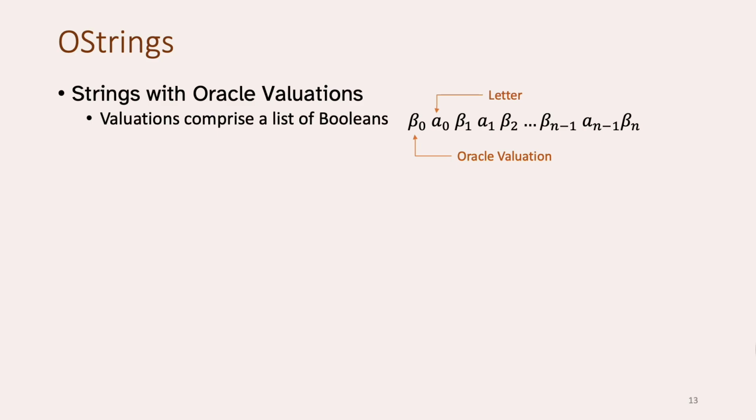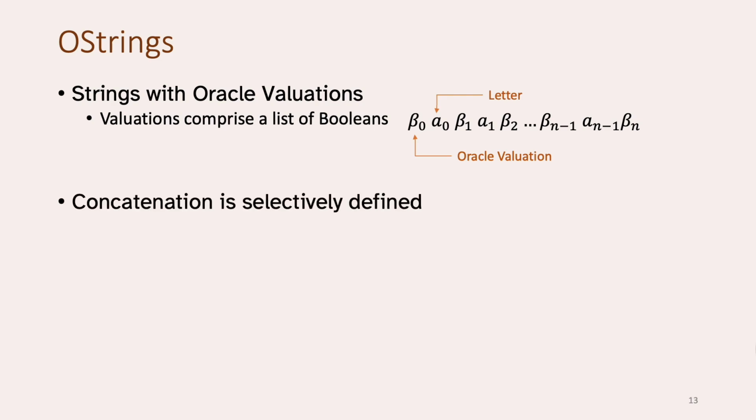O strings are strings with oracle valuations. These valuations comprise a list of booleans. Each boolean corresponds to the result of a maximal lookaround. It is useful to visualize O strings as alternating oracle valuations and letters. Since each letter is surrounded by oracle valuation on both sides, this means that there is always one more oracle valuation than the number of letters in an O string.